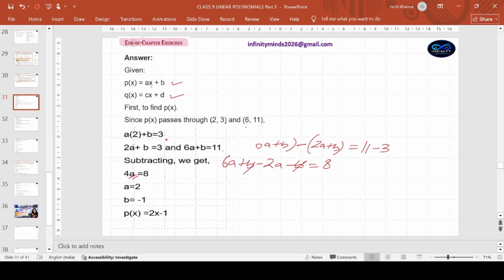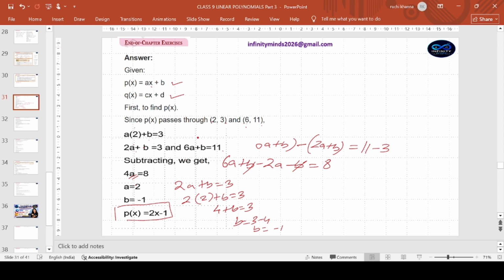You can solve for the value of b by putting it in any of these. a is 2, 2 2s are 4. 2a plus b equals 3. Now if a is 2, it's 4 plus b equals 3. So b is equal to 3 minus 4, that is b is equal to minus 1. Now we can get the polynomial ax plus b. a is 2, so it's 2x minus 1. One polynomial is done. Now let us go to the next polynomial.